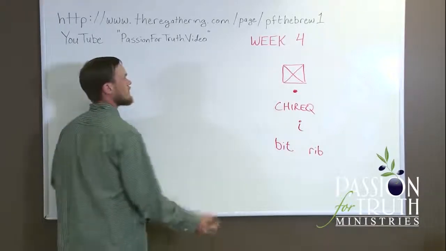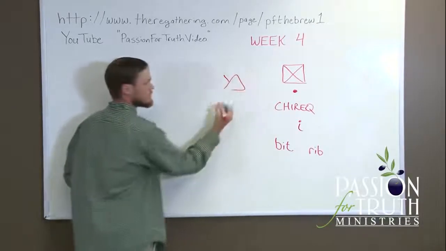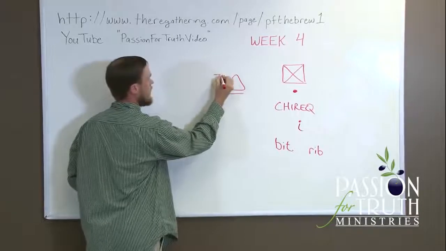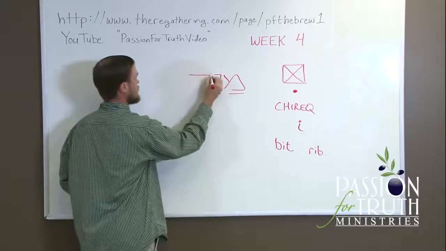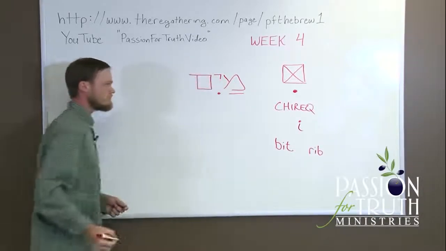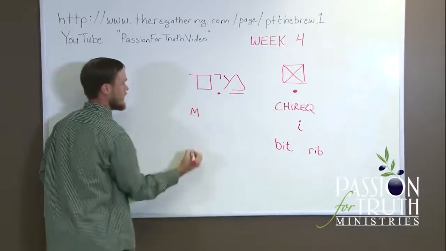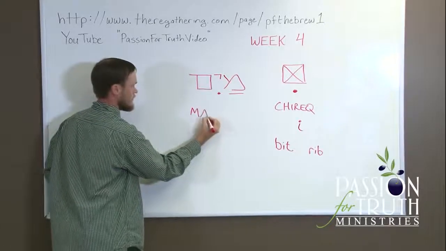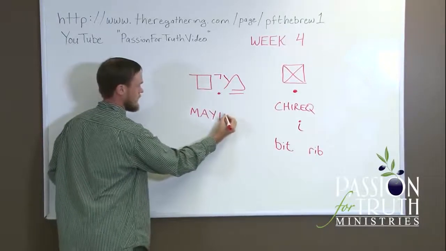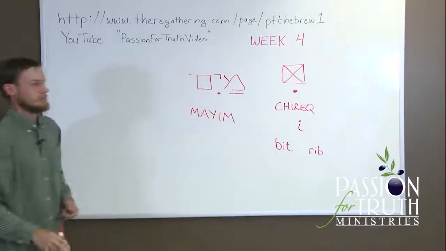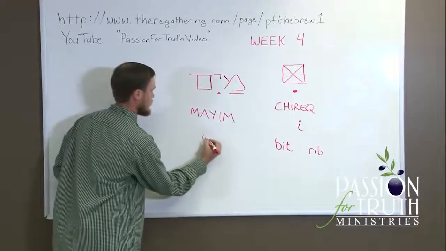And using the chirik, if we have a mem with a patach, a yod with a chirik, and then a final mem. First we pronounce the mem, the short a of the patach, the y of the yod, the short I of the chirik, and finally the m of the final mem. And we're left with mayim. And mayim means water.